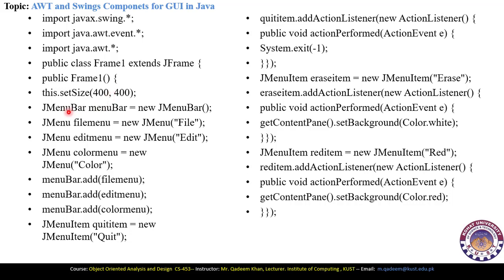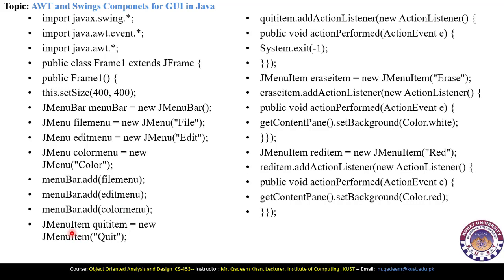Now here is the JMenuBar. A JMenuBar contains different sorts of JMenus. So first we need to define the JMenuBar. This is the object of the JMenuBar, and here is the JMenuBar constructor. Next we have three different JMenus. The first one is called File, then we have the Edit menu, and here is the Color menu. We have added these menus inside of this JMenuBar. So menuBar.add(file menu), menuBar.add(edit menu), and menuBar.add(color menu).